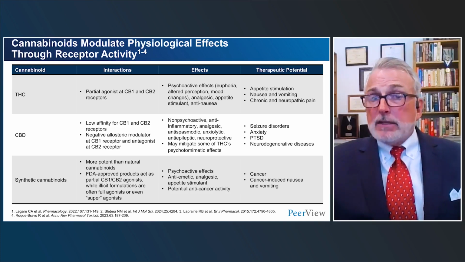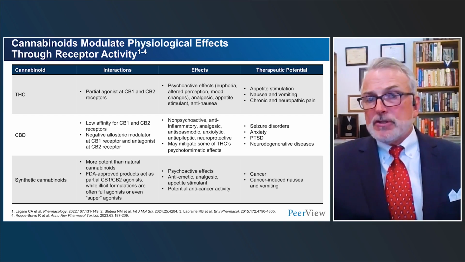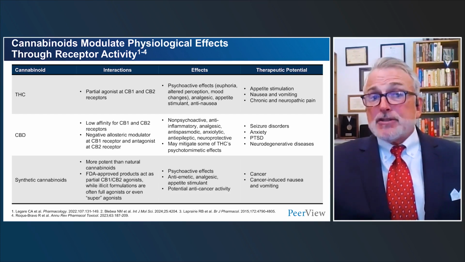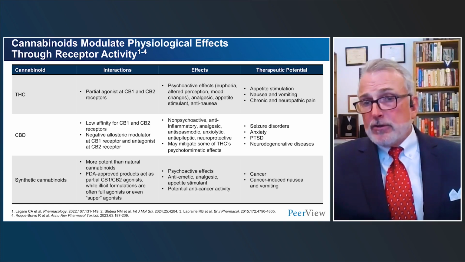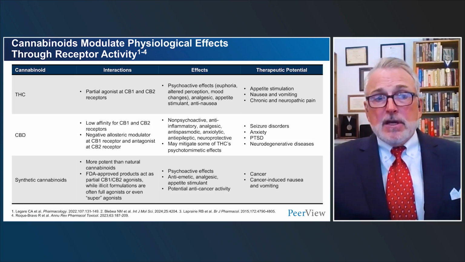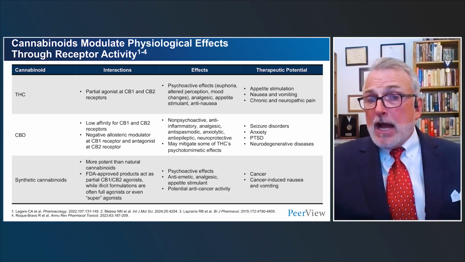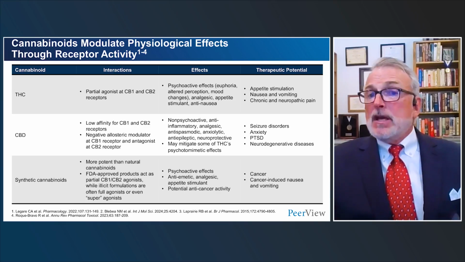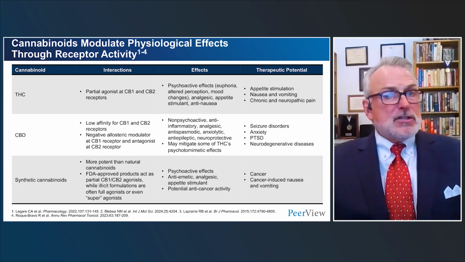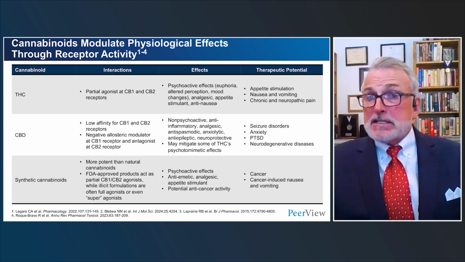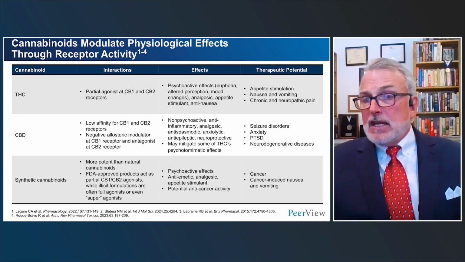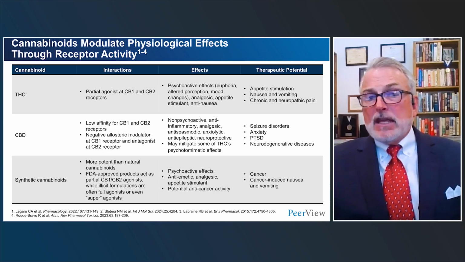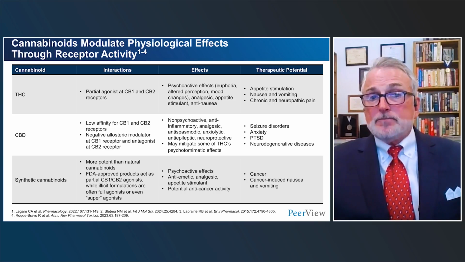CBD, on the other hand, has been approved for treatment of seizure disorders in children and has great potential for anxiety, post-traumatic stress disorder, and neurodegenerative diseases. And then finally, these synthetic cannabinoids, while having high psychoactivity in some cases and being used illicitly on the street, referred to as compounds like spice and K2, also have potential as anti-cancer agents and in cancer-induced nausea and vomiting.